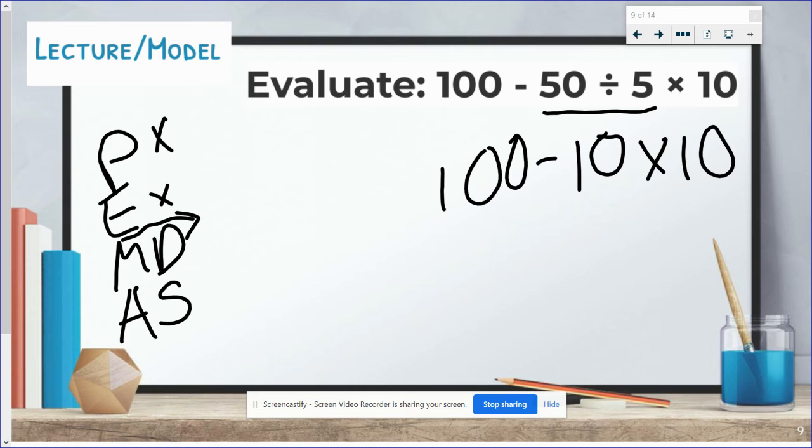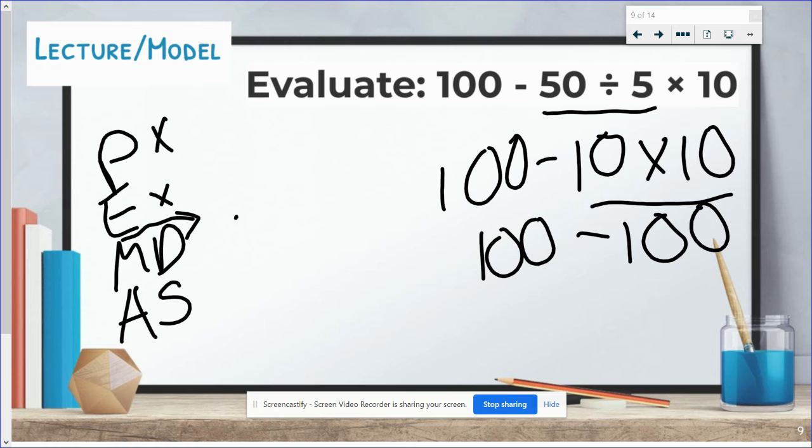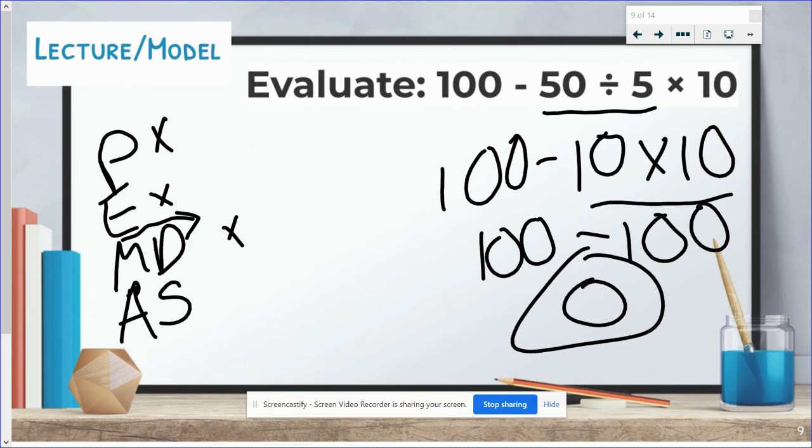I still have some multiplication. 10 times 10 is 100. So now I have 100 minus 100. My multiplication and division is done. Next is adding and subtracting. 100 minus 100. This has a value of 0. All right, let's move to the next example.